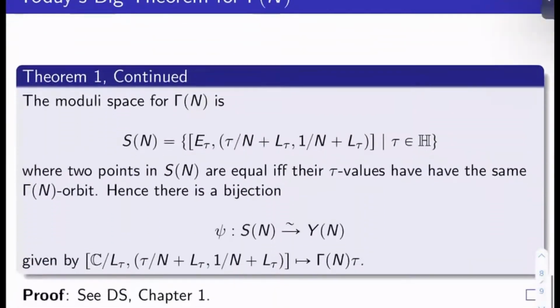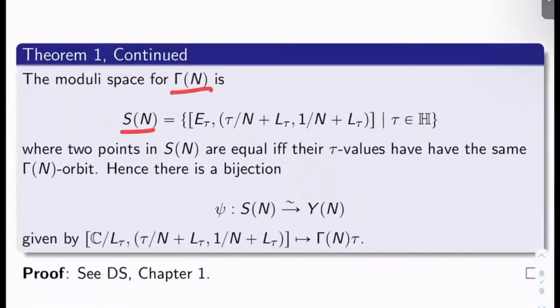Okay, how about for gamma of n? The moduli space for gamma of n is S of n, and it can be boiled down to the following. It's the set of all pairs, or equivalence classes if you like, (E sub tau, tau over n plus L tau, 1 over n plus L tau). So the basic claim here is that for E sub tau, a basis for the n torsion is tau over n and 1 over n. In reality, it's their cosets, of course, because E sub tau is C mod L sub tau, right? But I'm being loose with my language. You can think of tau over n and 1 over n as being sort of a basis for the n torsion of E sub tau.